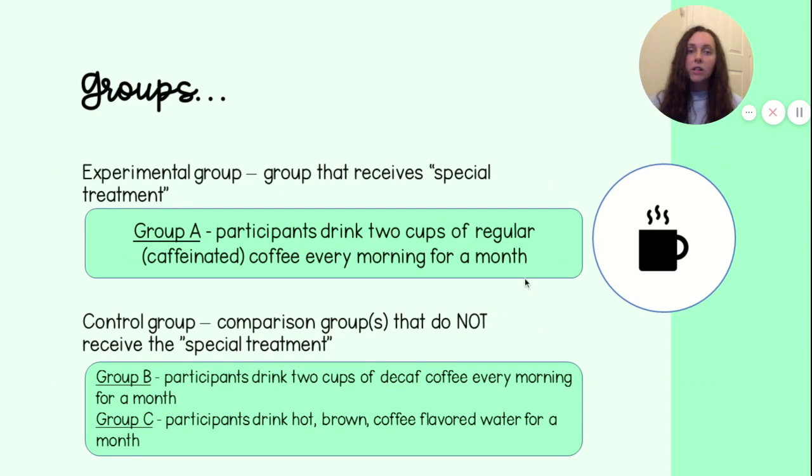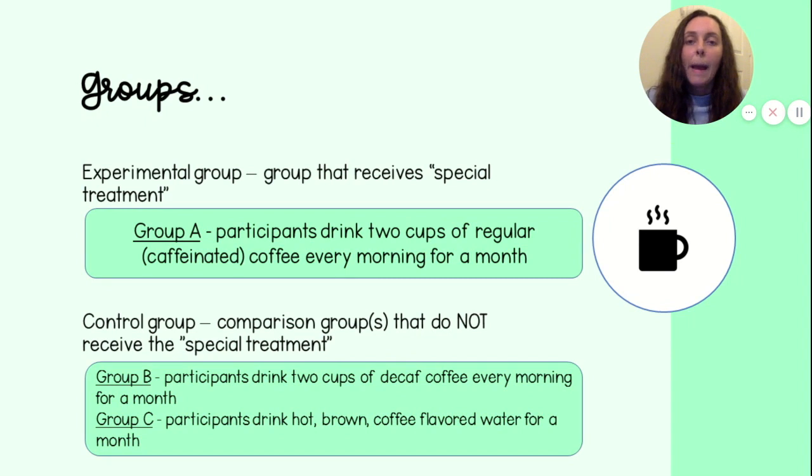Okay, so like I said, we've got two groups. Experimental group, so those are the people that are going to receive the special treatment. And then you have the control group, and those are the people that aren't going to receive it. So let's look at that using the example that we've been going along with.